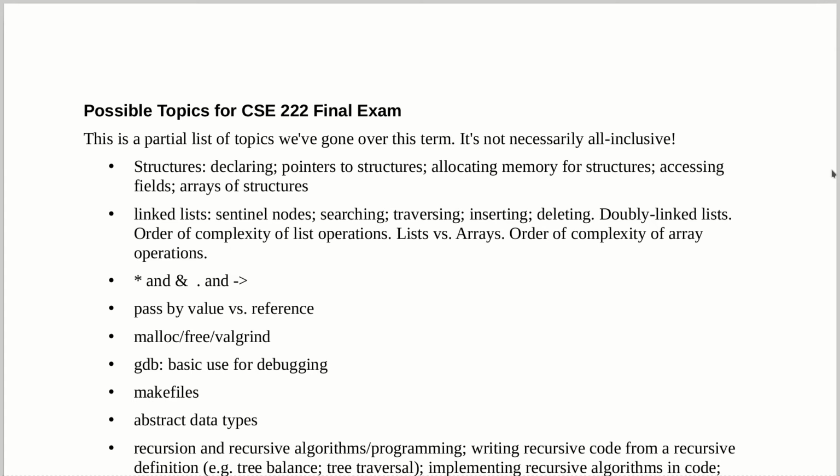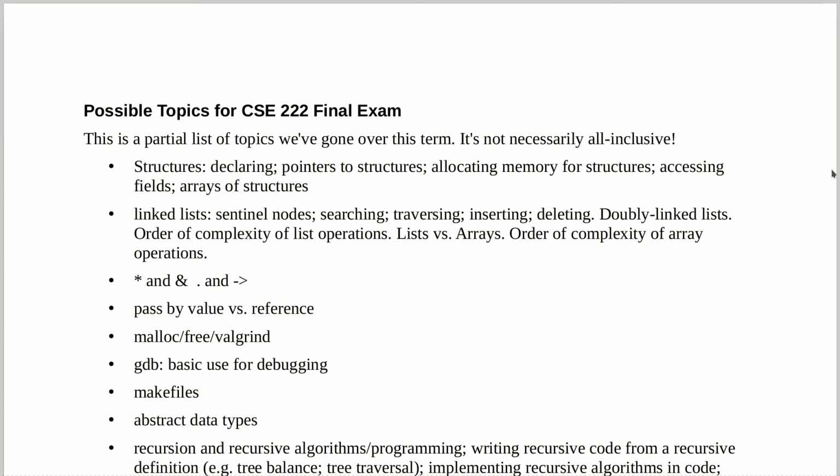Pass by value, pass by reference, I already said there's no short answer multiple choice on here, so I'm not going to be able to ask you about that. But pass by value says we pass the value of an argument, right? So a function gets a copy of whatever argument you pass to it, and that's what C does. It's always pass by value.